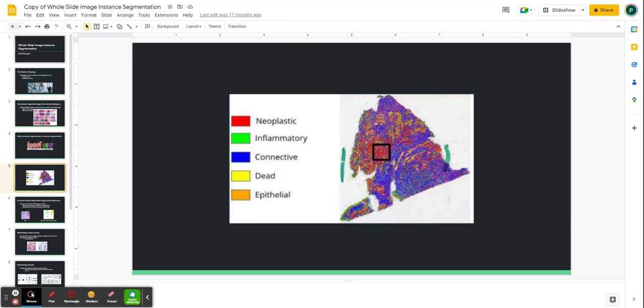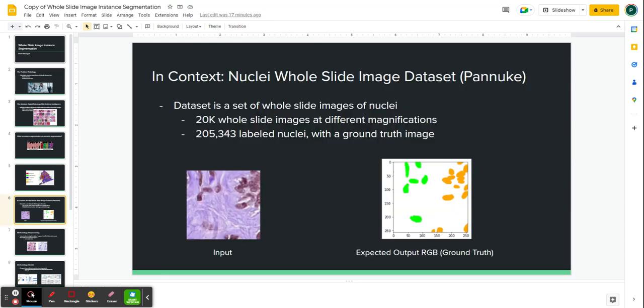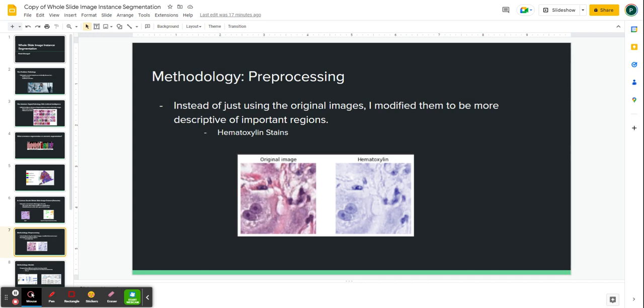This is what an annotated slide would look like. There's a slide labeled on the left, and each color represents a class. The dataset I use is called the PanNuke dataset, which has over 20,000 slide images, which you can see on the bottom left labels the input. And the total number of labels is 205,343, which is just the ground truth image, as you can see on the right. That's what the labels would look like.